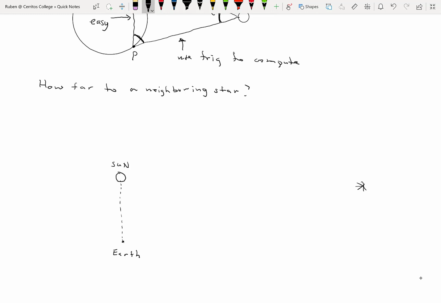And at some particular point in time, we can measure. Imagine it would be at night. We can measure this angle, this little angle here. And then we could wait 6 months. Where will the planet Earth be in 6 months? Well, that's not rocket science.